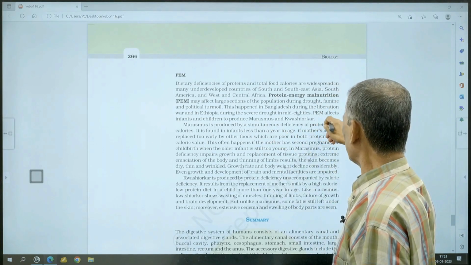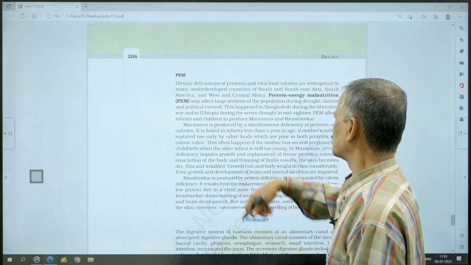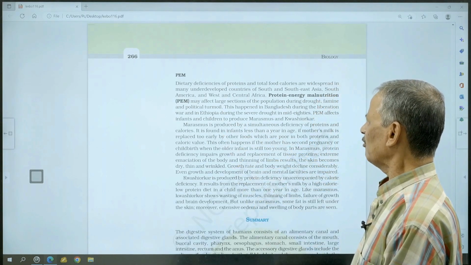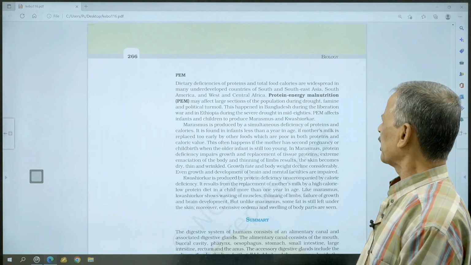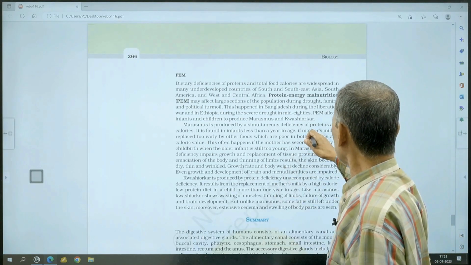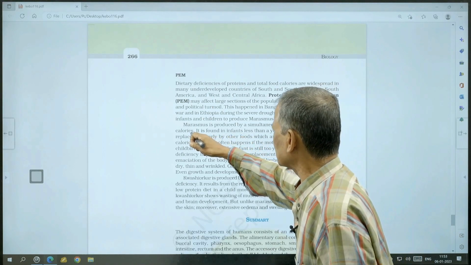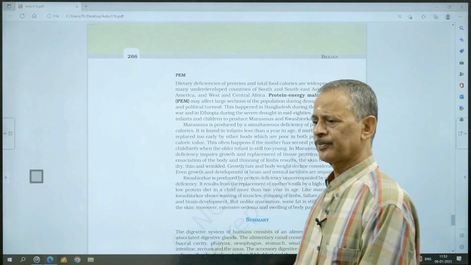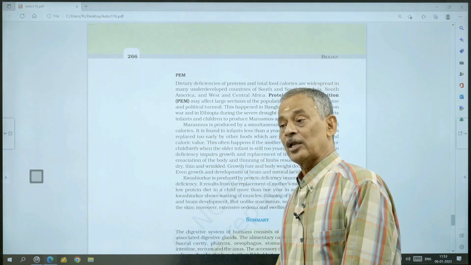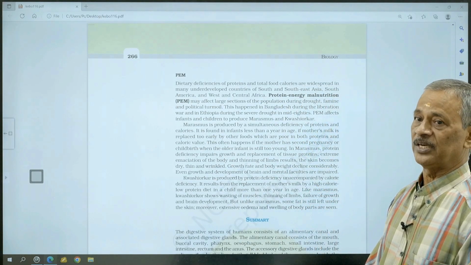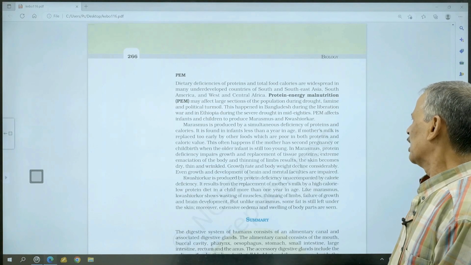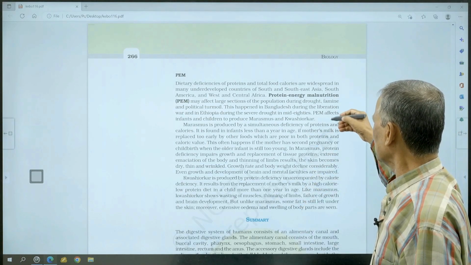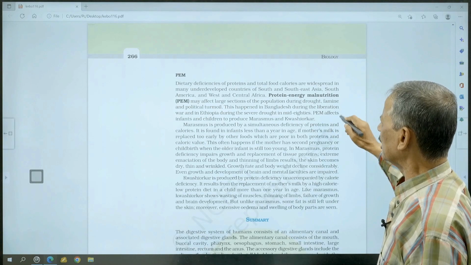Usually, PEM affects infants and small children. They will develop a condition called marasmus. What is marasmus? In marasmus, protein and calories are deficient. What are calories? Carbohydrates and lipids. Carbohydrates and lipids together are called calories. So the babies are not getting proteins, carbohydrates, and lipids.